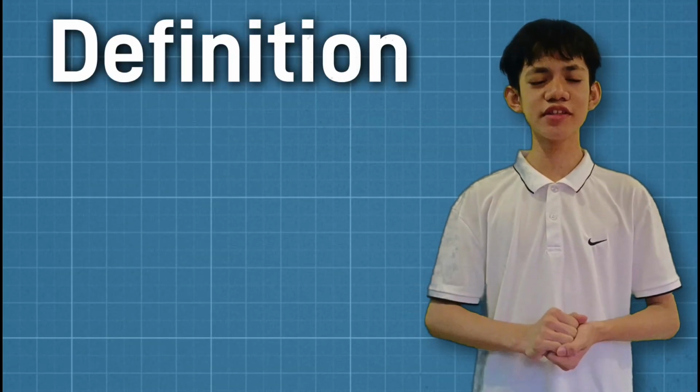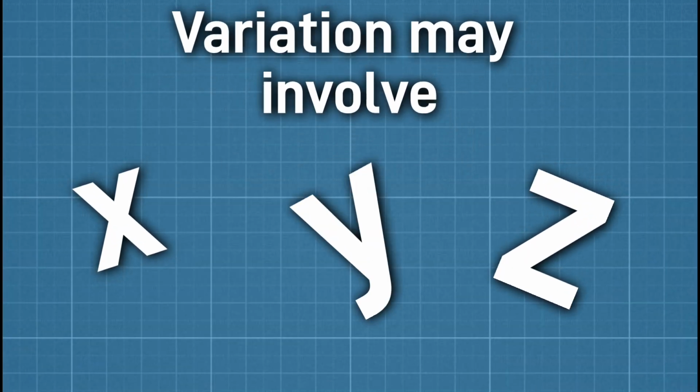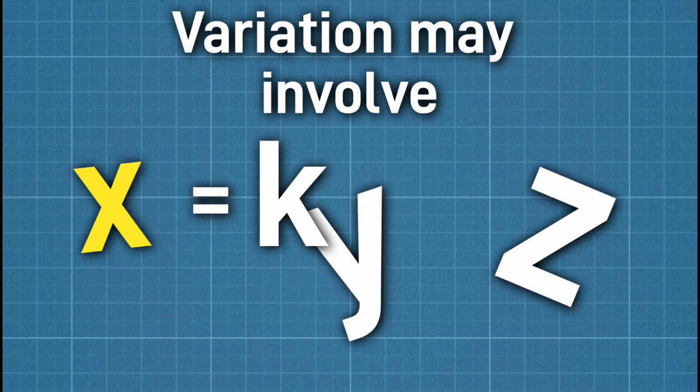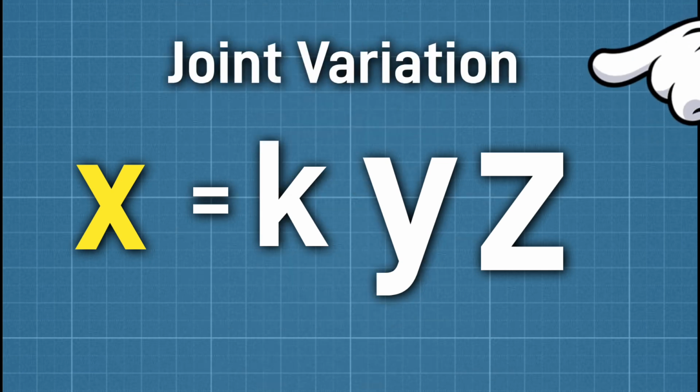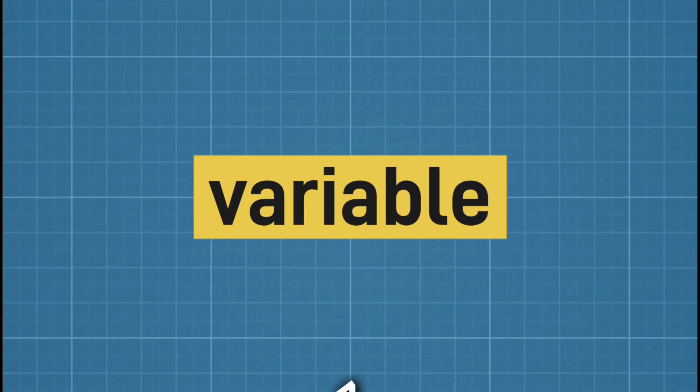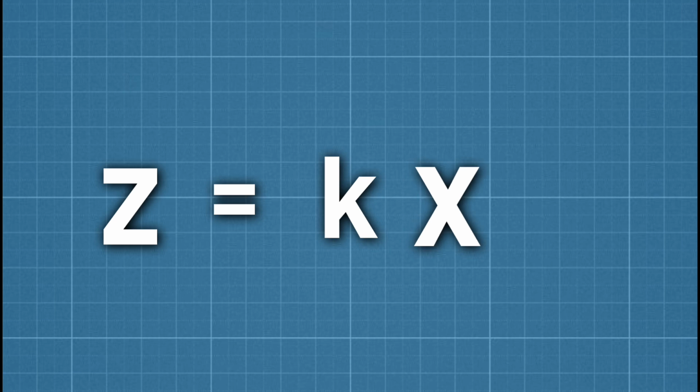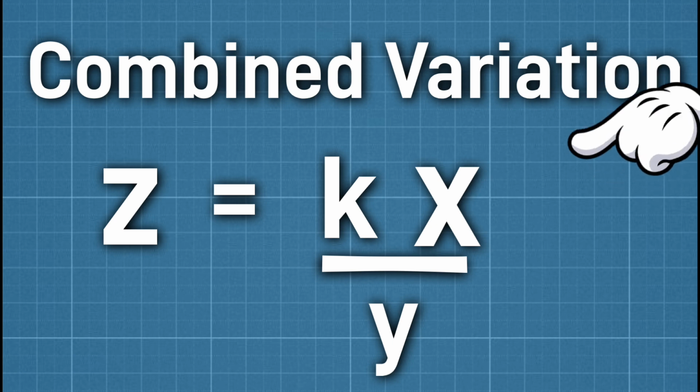Let us now move on to the definition of joint and combined variation. Variation may involve 2 or more variables. If a certain variable varies directly as the product of 2 other variables, then it is a joint variation. We can say that joint variation is fairly similar to direct linear variation, where y is equal to kx. But in our situation, joint variation uses 3 or more quantities. However, if a certain variable varies both jointly as a product of 2 variables and inversely as another variable, then it is a combined variation.